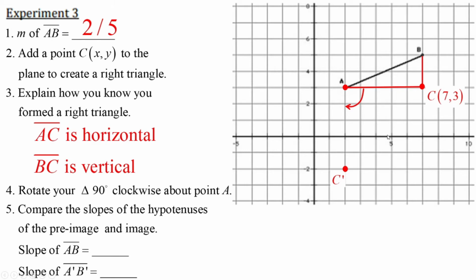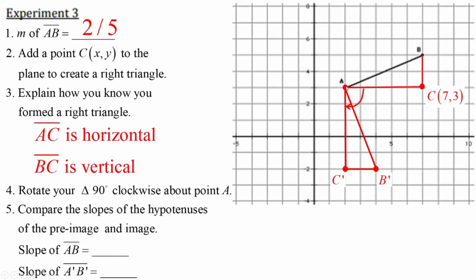Now picture point B. B was 2 units above C, so after the rotation, B prime would end up being 2 units to the right of C prime. And there's B prime. And now let's do triangle A, B prime, C prime. And again, you could call that A prime, B prime, C prime if you'd like. And does it look like the hypotenuses are perpendicular? Well, we've got the rotation. Compare the slopes of the hypotenuses of the pre-image and image. What is the slope of the pre-image segment AB?